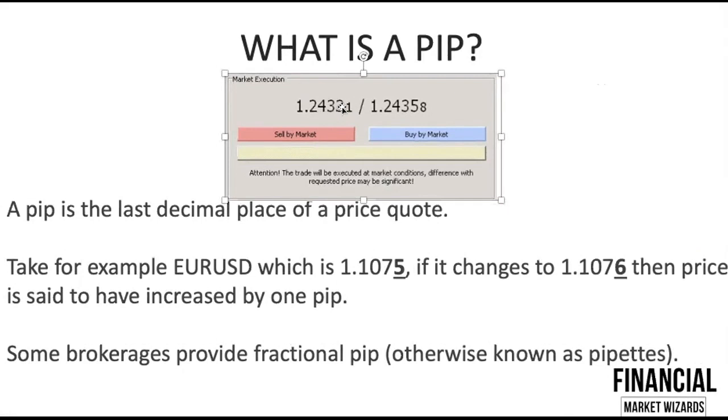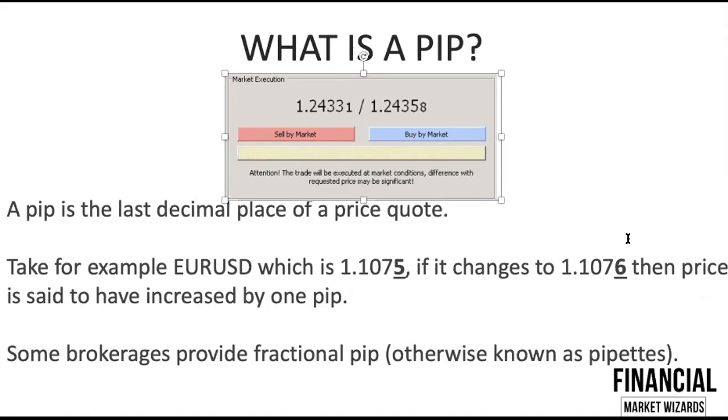The last figure over here, you notice it's a bit smaller. The font size is a bit smaller. This 1, the font size is smaller. This 8, the font size is smaller. So what this is trying to tell you is that this is a fractional pip. A fractional pip is basically 1/10 of a pip. So think of 1 pip as 1, and a fractional pip is kind of like a 0.1 pip.